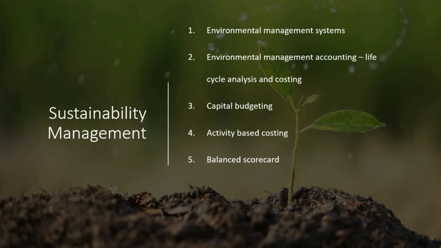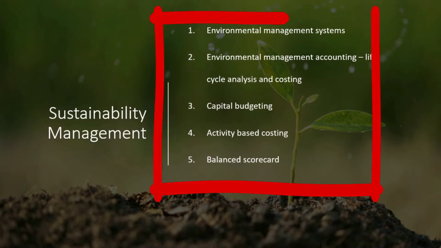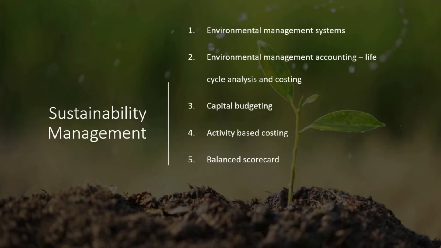Sustainability also requires management. There are five aspects or areas that could be used for sustainability management: environmental management systems, environmental management accounting, using life cycle analysis and costing, capital budgeting, activity based budgeting, activity based costing, and balanced scorecard.